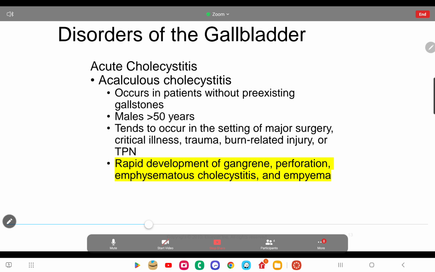Acute cholecystitis. Remember, in acute cholecystitis, we have acalculous cholecystitis. That means you have inflammation of the gallbladder, but you don't have any gallstone. Okay, you see rapid development of gangrene and perforation. So that's why when you develop that condition, you have to send the patient to surgery to avoid complications. Because if you have gangrene and perforation, you expose the content of the gallbladder to the abdominal cavity, and the patient could develop peritonitis.